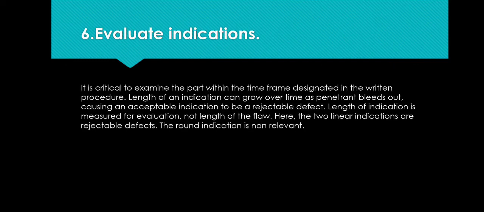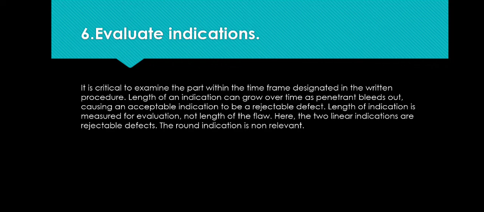The sixth step is evaluation of indicators. It is critical to examine the part within the time frame designated in the written procedure. The length of an indication can grow over time as penetrant bleeds out, causing an acceptable indication to become a rejectable defect. Length of indication is measured for evaluation. Not the length of the flow.